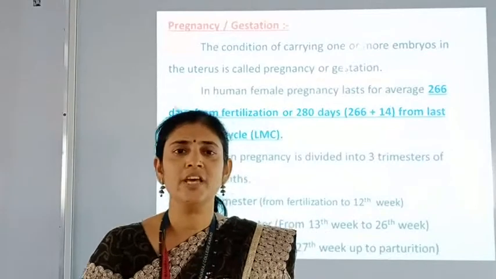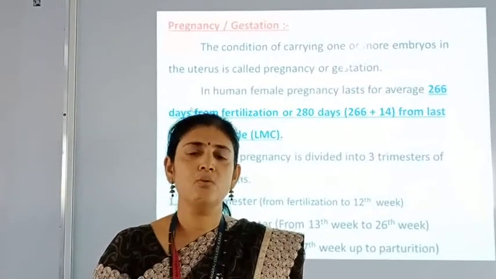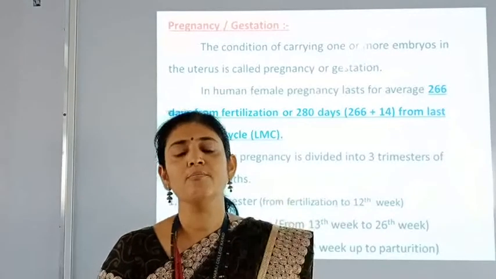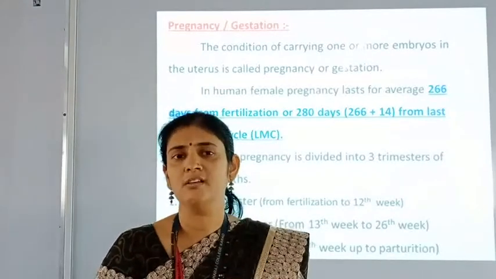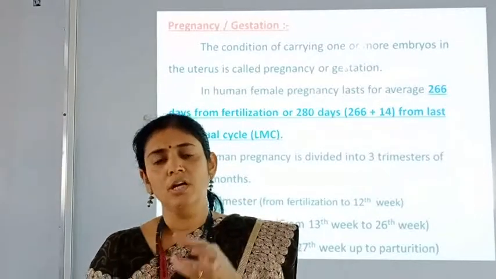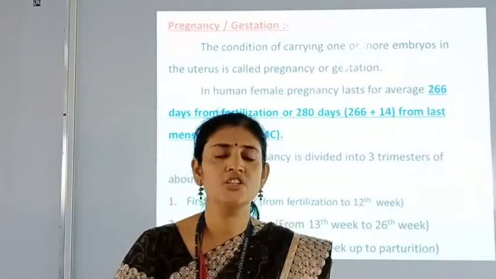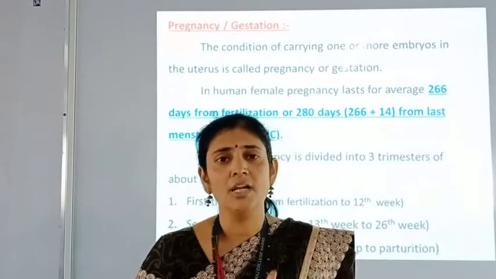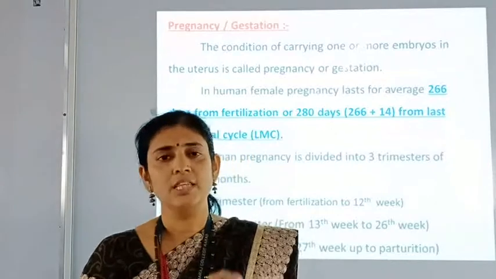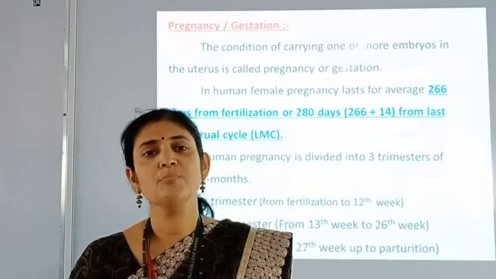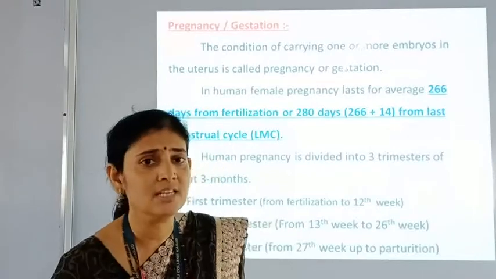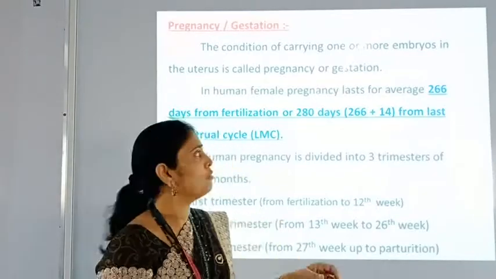Meaning in the uterus either there is only one embryo, or sometimes there may be 2 or 3 embryos growing in the uterus, and that condition of the embryo growing in the uterus is called pregnancy, or gestation. On average this pregnancy or gestation period is considered about 9 months. That means we have to calculate it in days here.